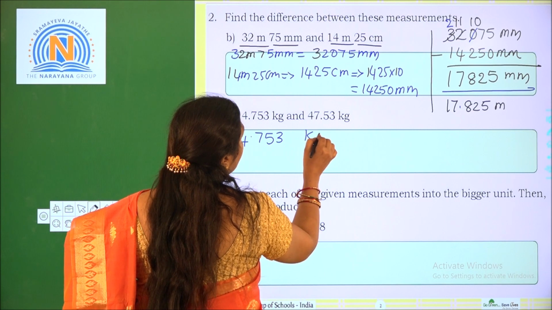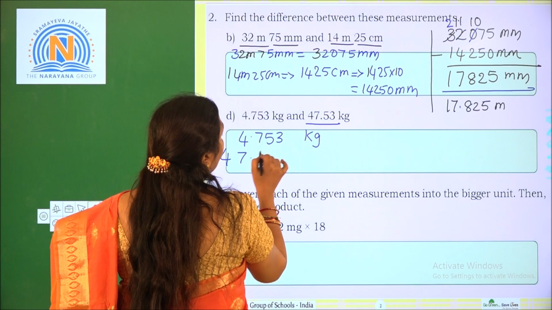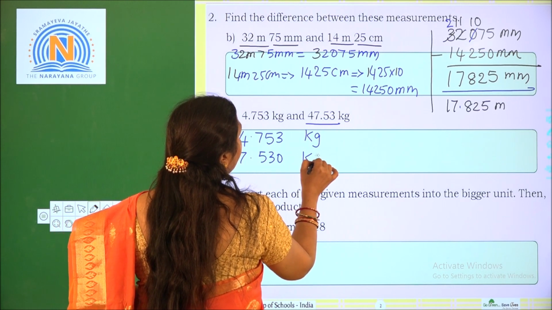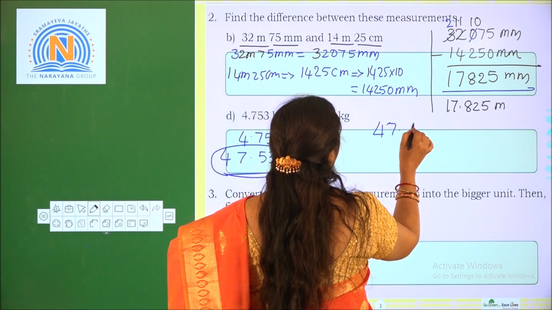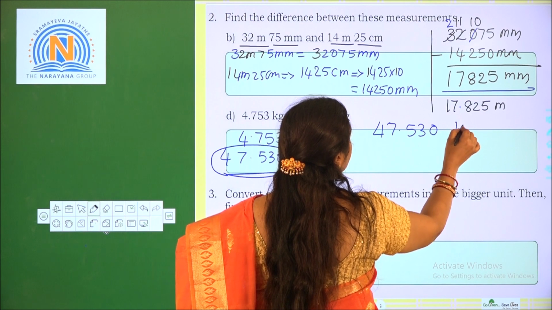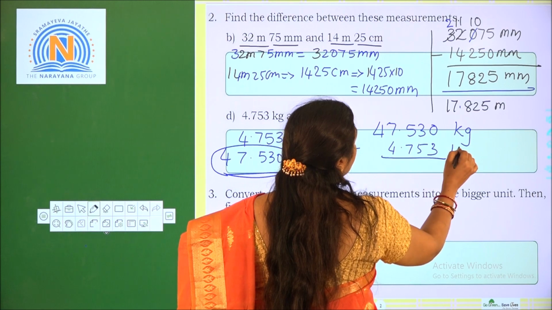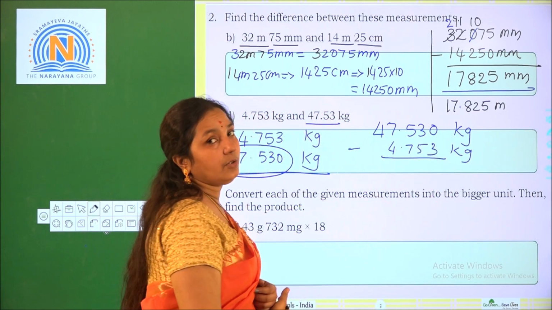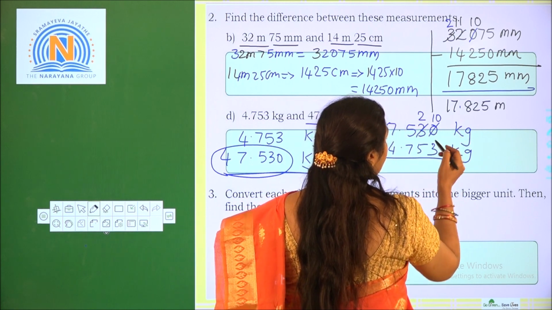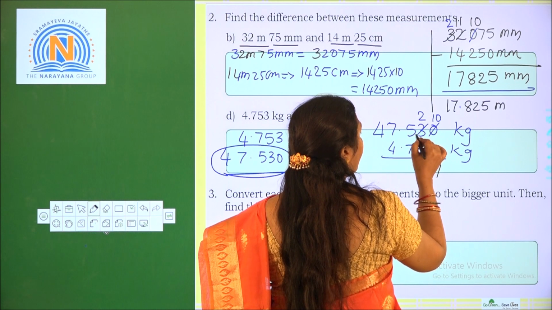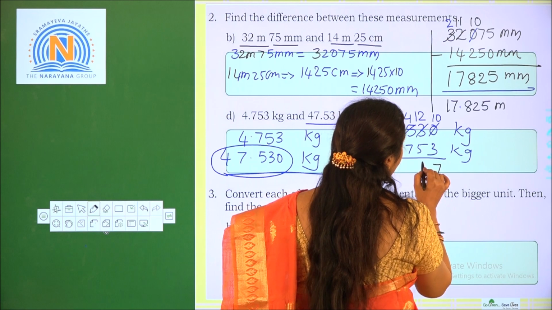Coming to the next one, 4.753 kgs, and this I am writing as 47.530 kgs. Now which is bigger, children? So this will be bigger. Now subtract 47.530 kgs minus 4.753 kgs. Now 0 minus 3 can be, children? No, we have to regroup it from here. So it will be 10, it will be 2. 10 minus 3 is 7. 2 minus 5 we cannot, so 2 will become 12 and this 5 will become 4. 12 minus 5 is 7.